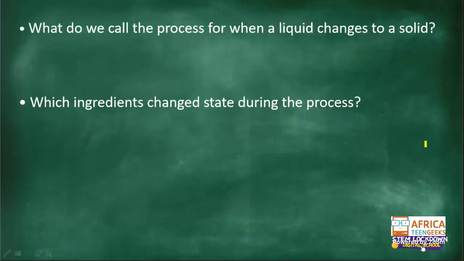But first I want to know if anyone can remember, what do we call the process when a liquid changes to a solid? When a liquid changes to a solid? You can tell me. This is where, yes, it will first change into a liquid, but remember, then we are freezing it. So everything that we put in the blender will first be a liquid, but if you put all of that in the freezer and it makes ice cream, then it is going to be a solid. Do you understand?